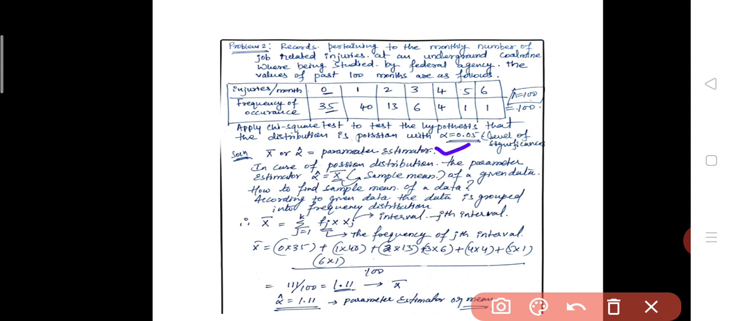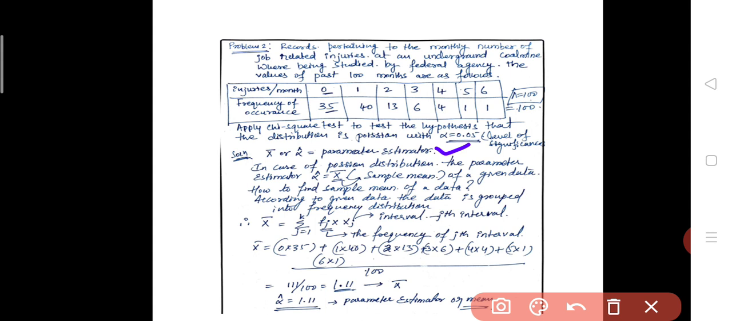It is calculated using the equation alpha cap equal to x bar, where x bar is the sample mean of the given data. So how do we find the sample mean of the data? Before that, we should understand how the data is distributed. The data has been grouped into a frequency distribution.